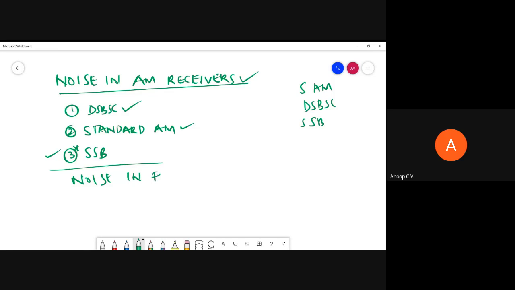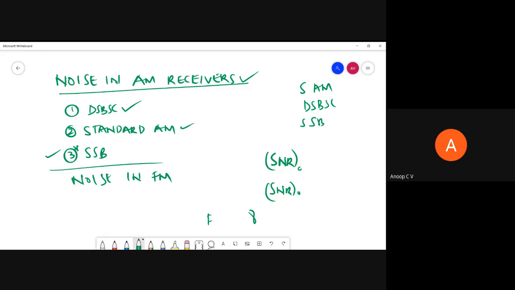FM receivers. When you analyze the system for noise, you will see the input SNR, which you can also call the channel SNR. Both are the same; some textbooks use input SNR, some use channel SNR. Our textbook uses the notation channel SNR. Then we'll also find the output SNR at the output, and then the figure of merit.